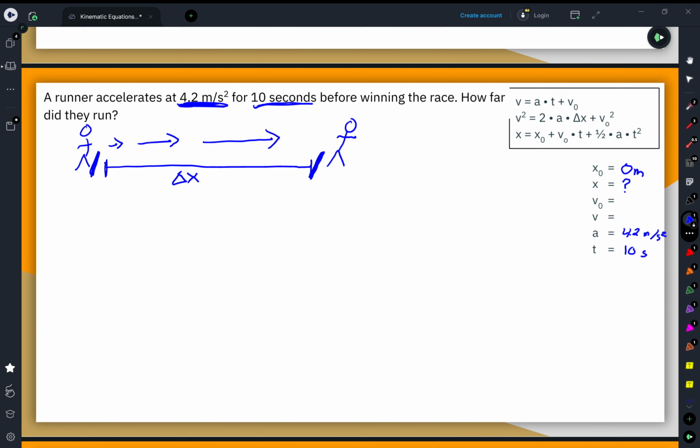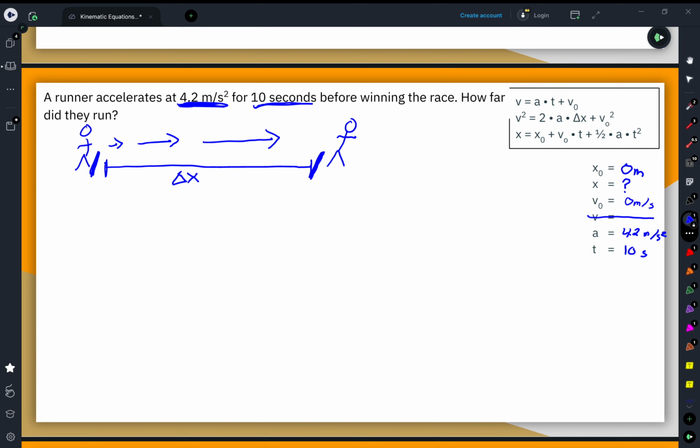Another thing is, this is a runner. Before they start the race, they're probably not moving. So their starting velocity is going to be 0. What I do not know is what their final velocity is. And I don't need to solve for that because that's not what I'm trying to figure out in this problem. So this is my list of variables. I know the starting position, I'm looking for the final position. I know the starting velocity, I know the acceleration, and I know the time.